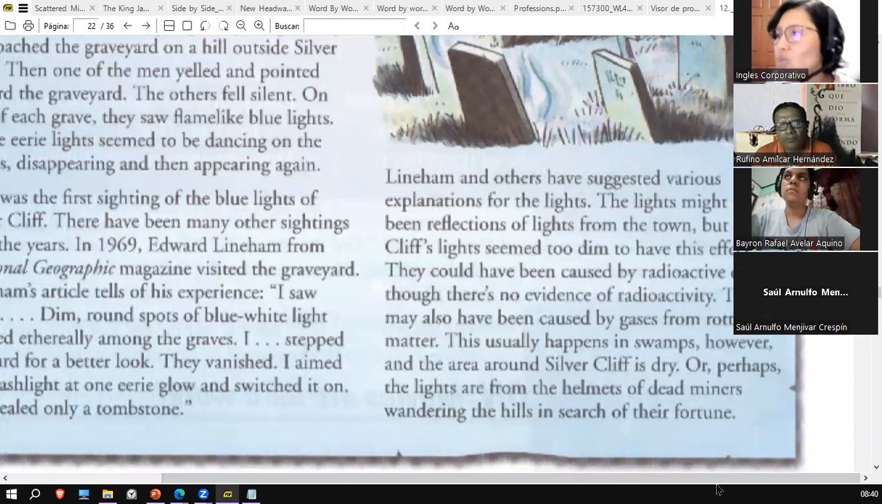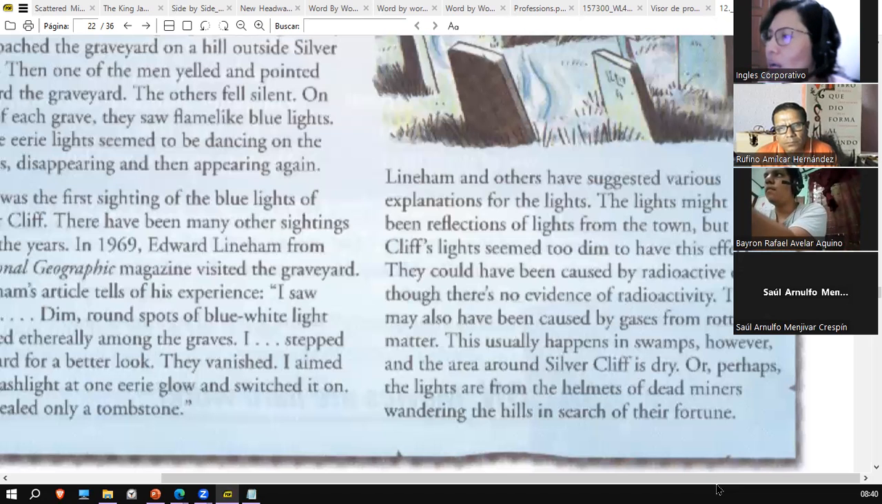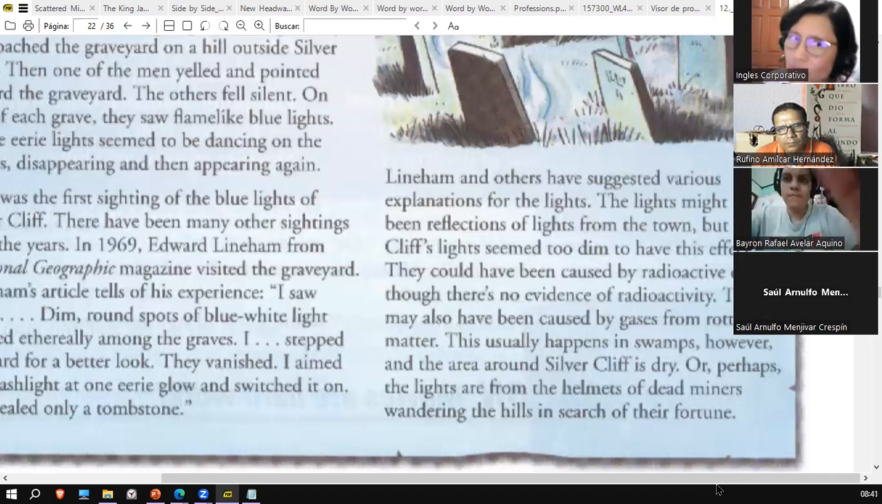Limeham and others have suggested various explanations for the lights. The lights might have been reflections of lights from the town, but Silver Cliff's lights seem too dim to have this effect. They could have been caused by radioactivity, though there's no evidence of radioactivity. They might also have been caused by gases from rotting matter. This usually happens in swamps, however, and the area around Silver Cliff is dry. Or perhaps the lights are from the helmets of dead miners wandering the hills in search of their fortune.